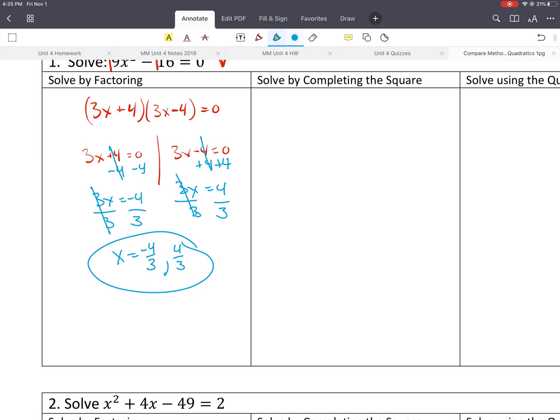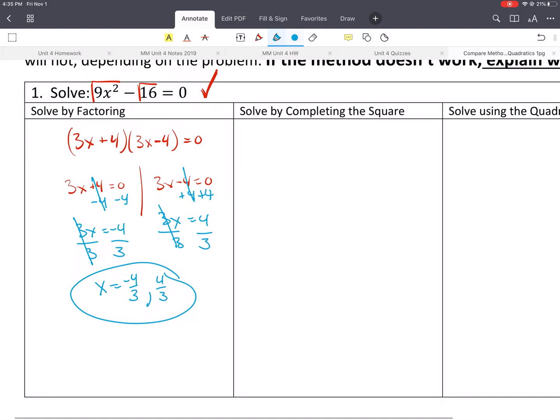Okay? And then solving by completing the square. Okay, so again, if you want to complete the square, A has to be 1, and B has to be even. Here A is not 1. And if B is 0, you probably shouldn't do completing the square either. So we just want to skip this and say, nope, not going to do it. A is not 1.